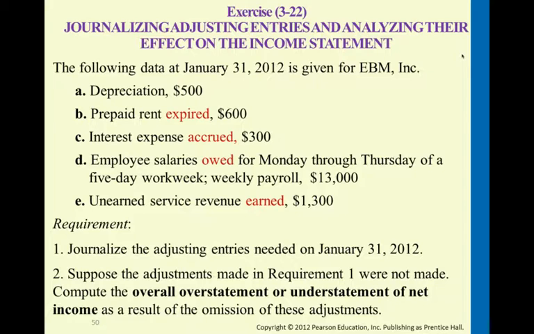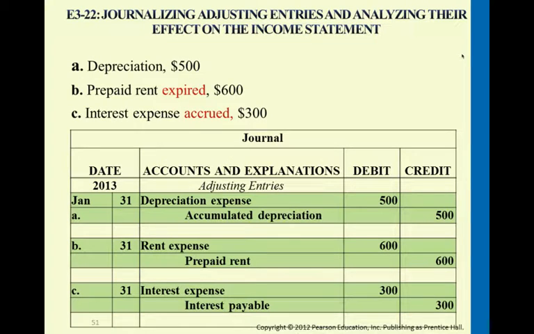For the first three entries here, we have depreciation, $500, prepaid rent that expired, $600, and interest expense accrued. For depreciation, the problem should normally tell you more detailed information on which type of asset they're referring to. But for simplicity, this is a simpler exercise. You just have to list depreciation expense and accumulated depreciation. If it specifies which type of asset, usually under accumulated depreciation you have a slash furniture, a slash building, so different types of asset have a different accumulated depreciation account.